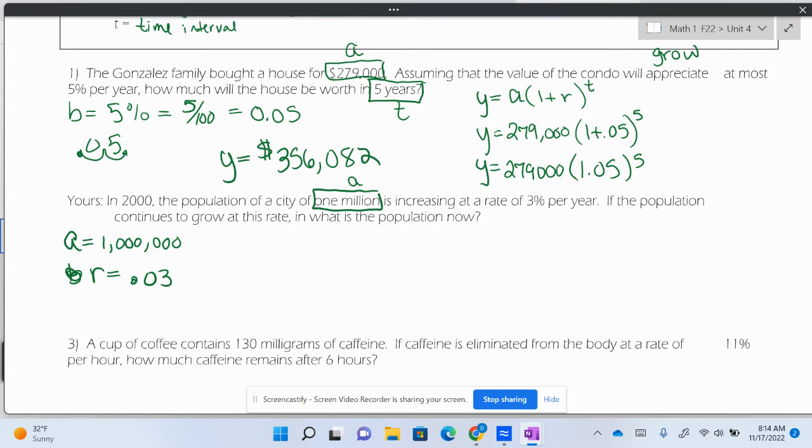And it says it continues to grow. What is the population now? So we started in the year 2000 and we're wanting to know what the population is now. So what is my time interval? 22 years. Yeah. Okay. Can you guys plug that in? Tell me what you get.